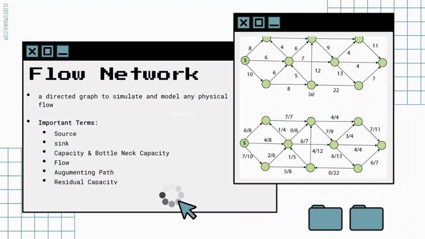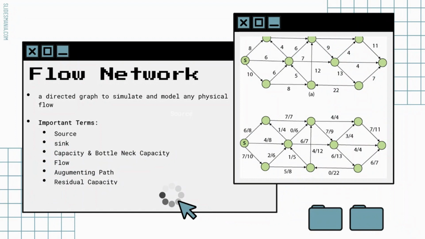For today's presentation, I have chosen the topic Network Flow Algorithm. So to know about network flow algorithm, we have to first understand the flow network. A flow network is a directed graph that is used to model any physical flow like water in pipes and current in wires.